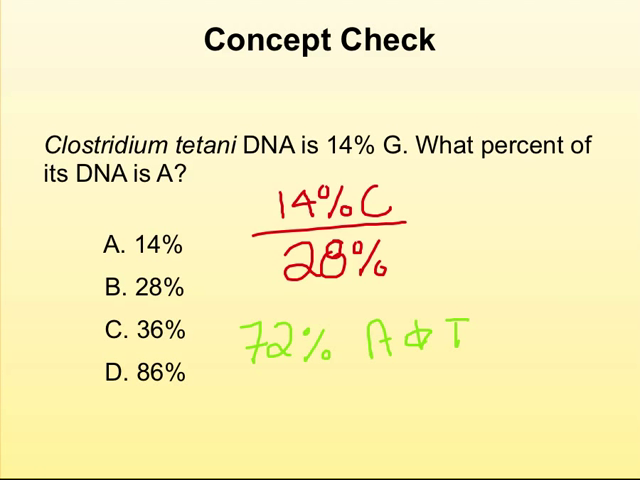And if A's and T's are always paired together, then it's half and half. So we have 36% A and 36% T. So C, 36%, is the correct answer here.